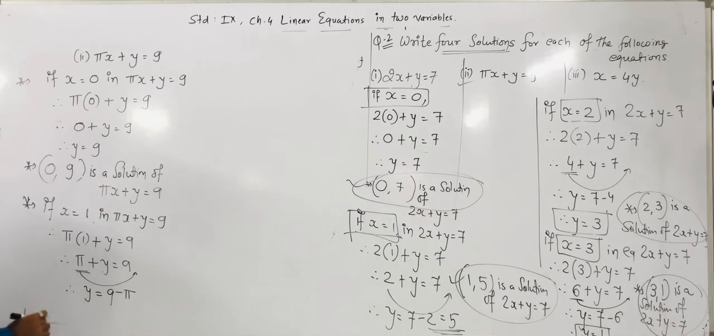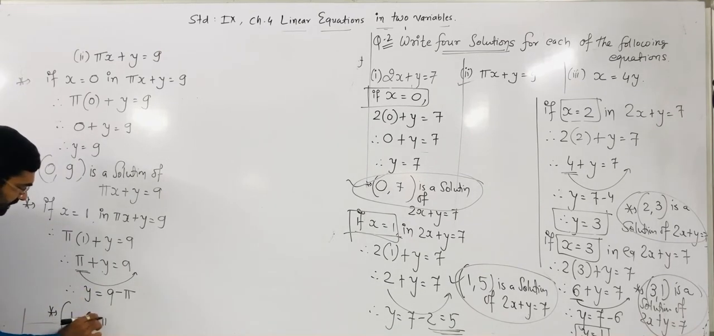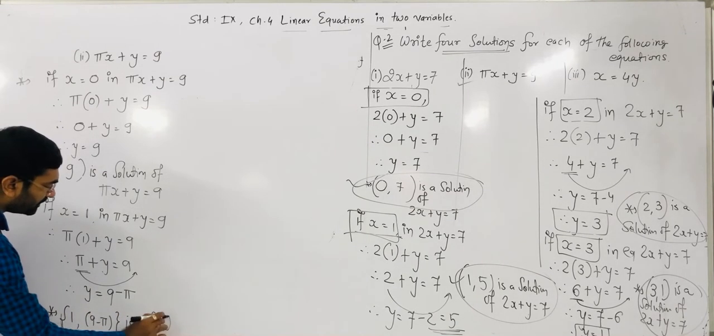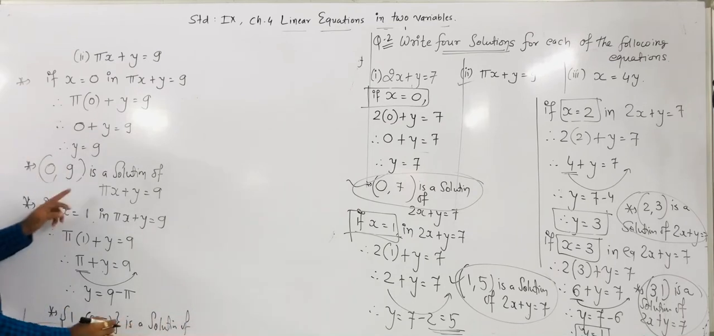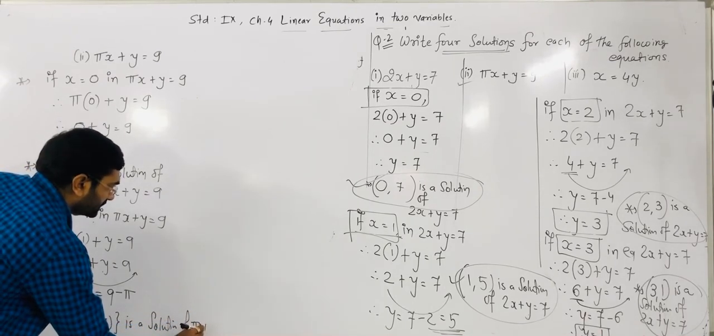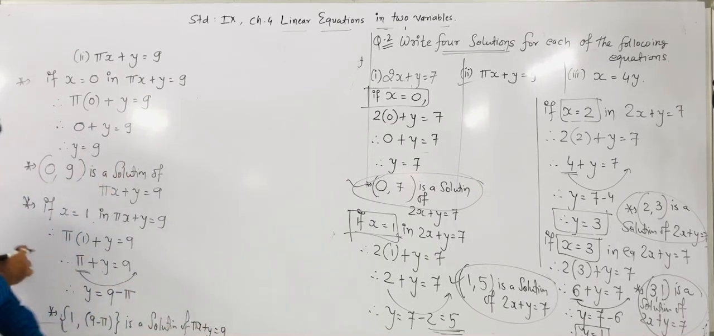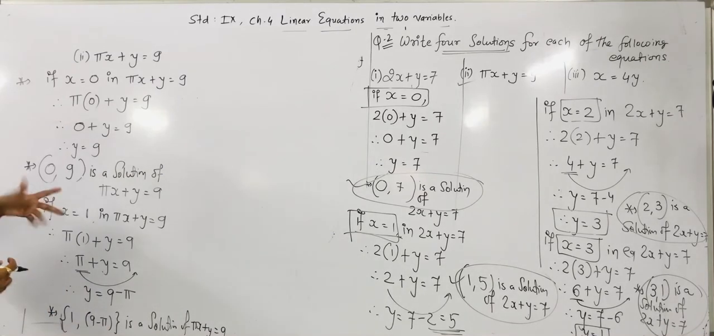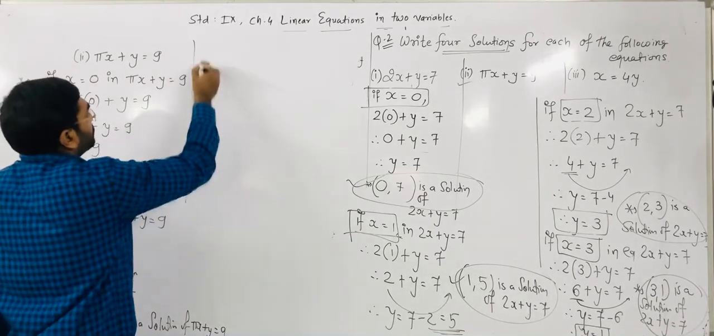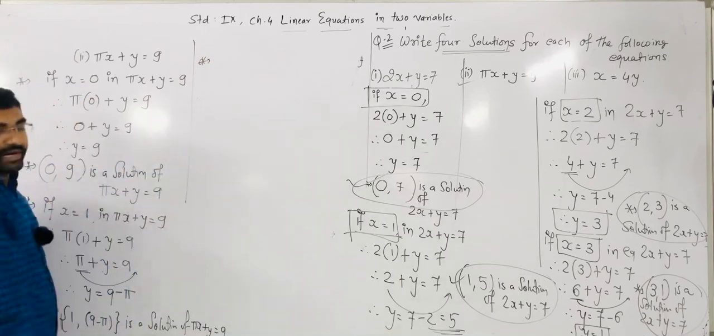So what is our solution? When we take x as 1, then the y value we get is 9 minus pi. Okay. This is our solution. Right. It is a solution of this one, pi x plus y is equal to 9, that equation. So this is our second solution. Okay. Now third solution we have to find out, because 4 solutions we have total required.